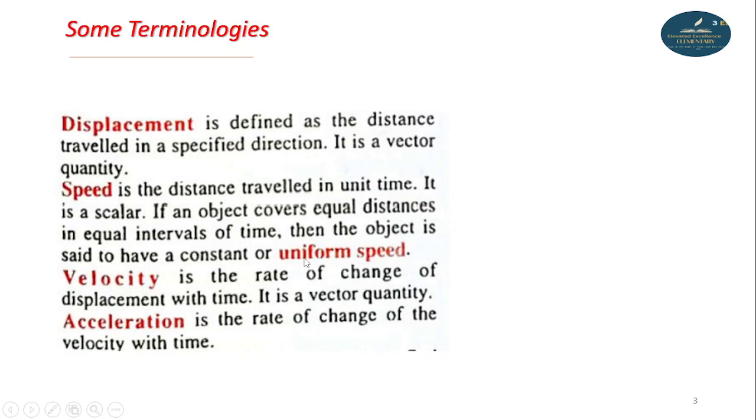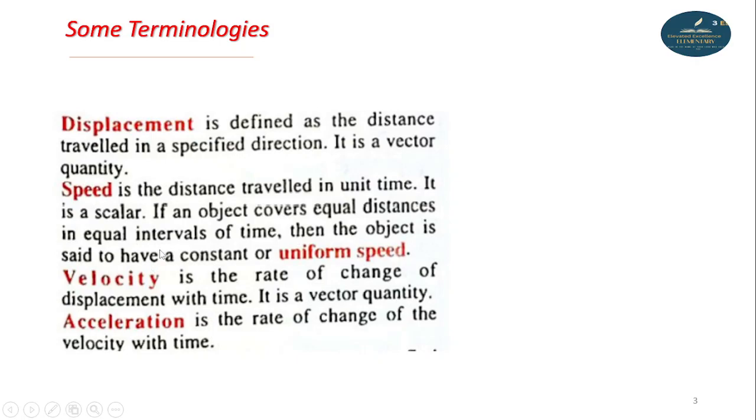Say, for example, when an object moves from point A to point B, it moves a distance of 5 meters in 2 seconds. Then it moves from point B to point C, a distance of 5 meters for another 2 seconds. Then it continues like that. Then we say the object is said to have a constant or uniform speed.